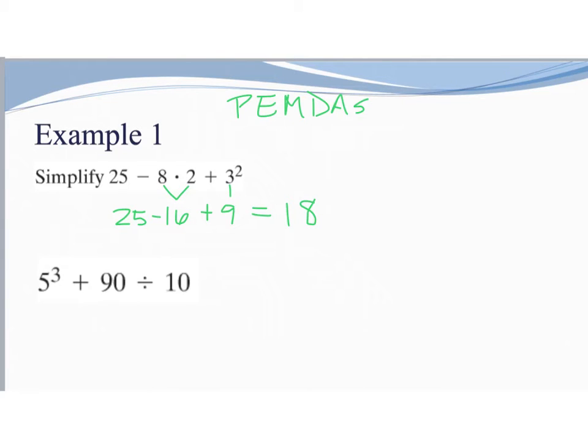Likewise, when I come down to the next part, I'm going to do my exponents first. So 5 cubed is 125, plus I have to simplify that 90 divided by 10 because division needs to be done first. So this is going to be 9. So 125 plus 9 is going to give me 134.